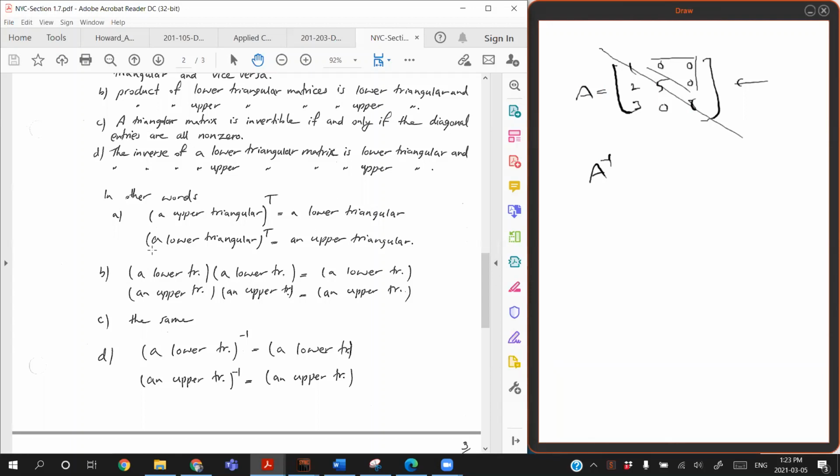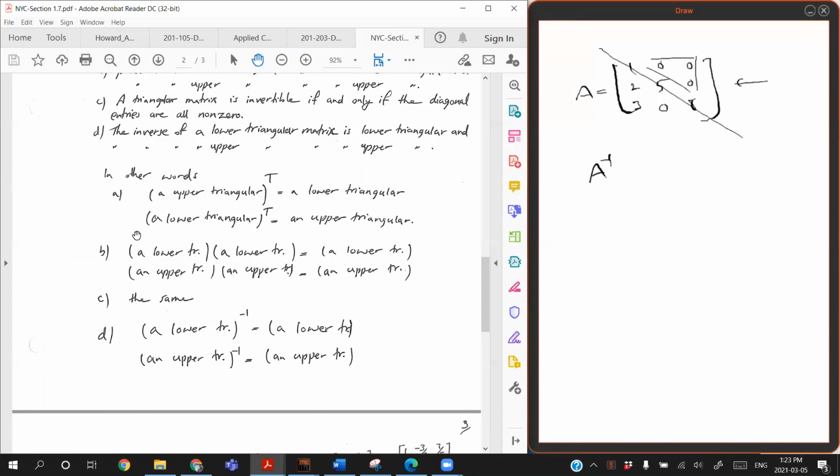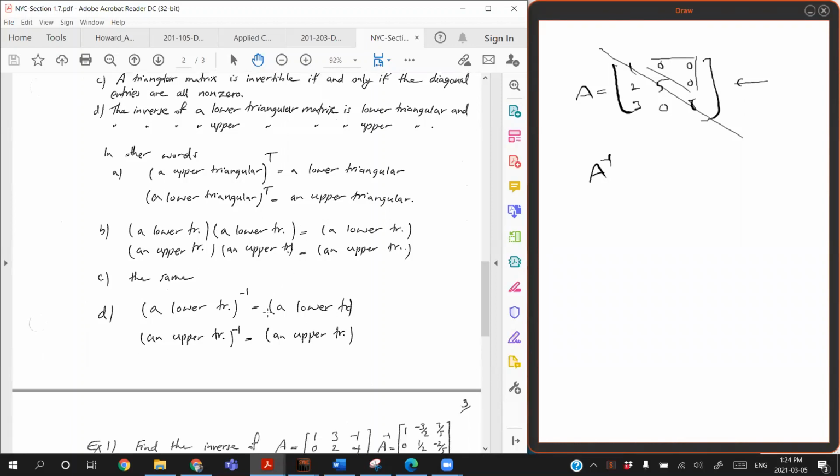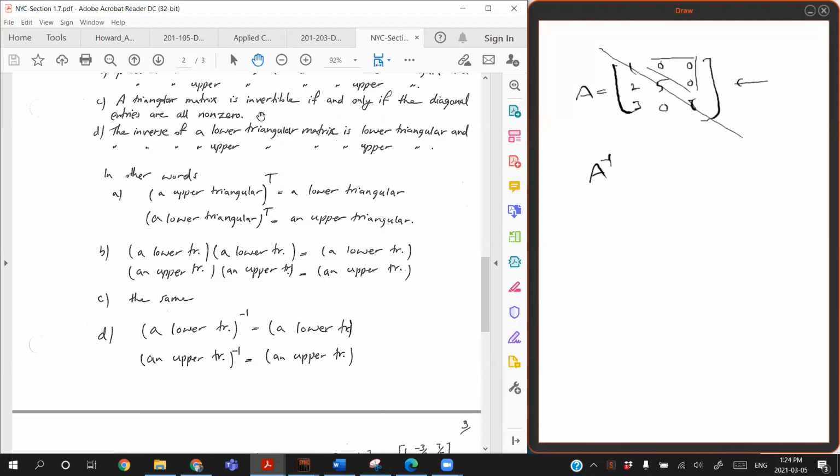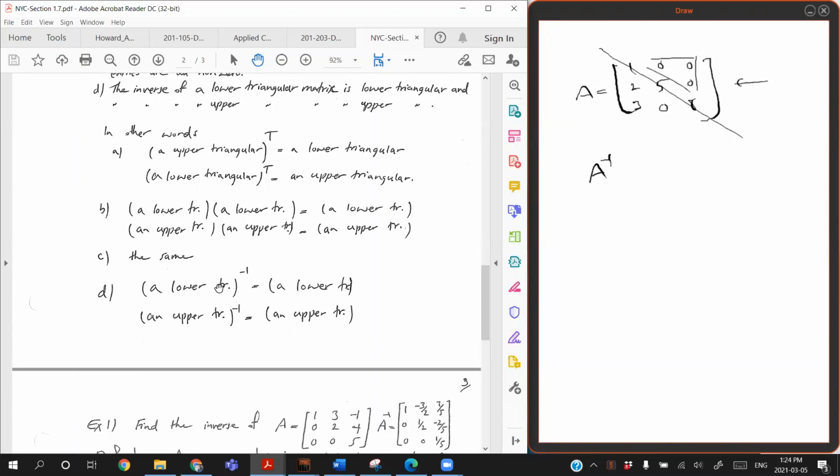So the same things that I mentioned, you can also tell in this way. You can say upper triangular transpose is lower triangular, lower transpose is upper triangular. Product of lower is lower, product of upper is upper. Part C, there is no way I can show it like this, so same. But part D, inverse of a lower is lower, inverse of an upper is upper.